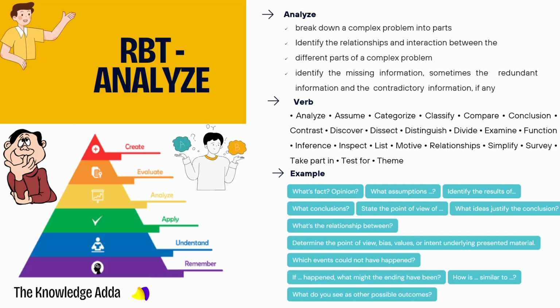Now talking about, we can say, higher level thinking. Okay, so we have discussed lower level thinking like remember, understand, apply. Now we're talking about higher level thinking. First one is analyze. Analyze means you have to analyze a situation. Okay, so how can you analyze the situation? Simple method is to break down a complex problem into its parts, identify the relationship and interaction between the different parts of a complex problem, identify the missing information, sometimes the redundant information and the contradictory information if any.